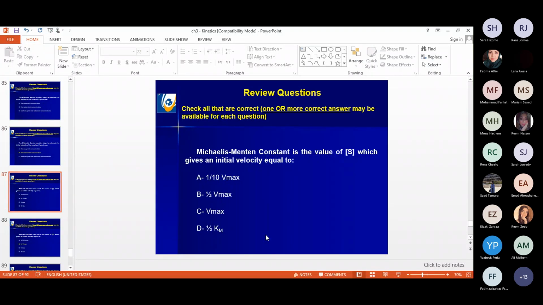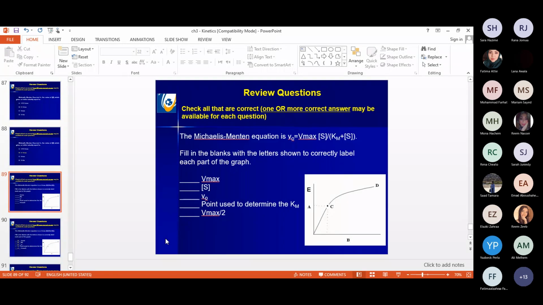Michaelis-Menten constant is the value of S which gives an initial velocity equal to 1 over 10 Vmax, 1 over 2 Vmax, equal to Vmax, or equal to 1 over 2 Km. We ask someone new, Mohammad Farhat. Half Vmax, 1 over 2 Vmax. So when V0 equals half Vmax, S equals Km. Right.